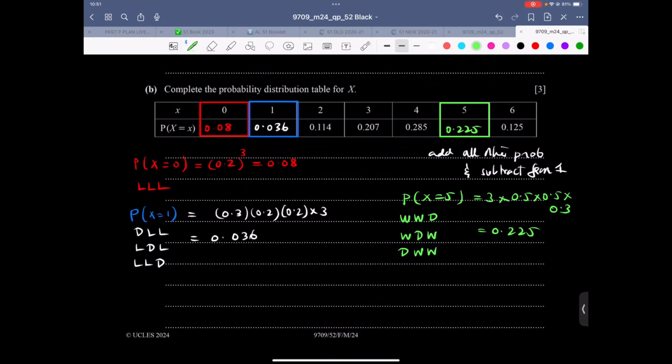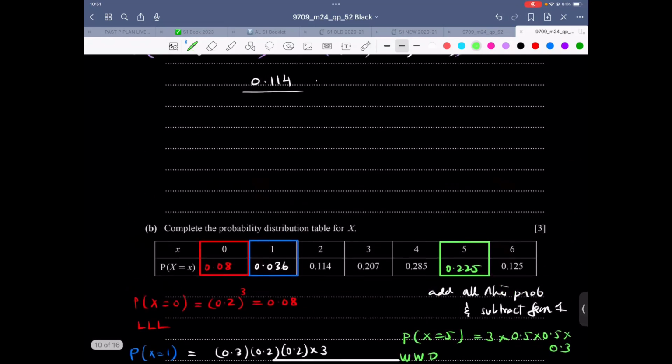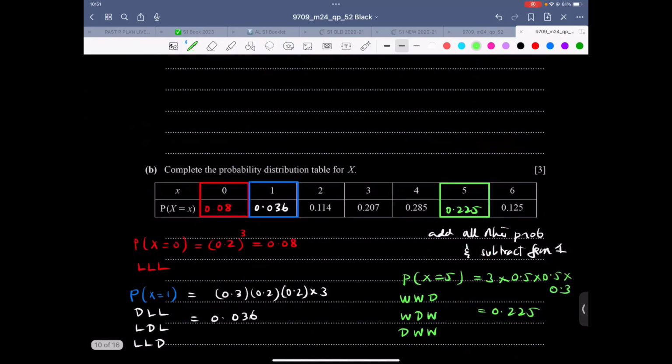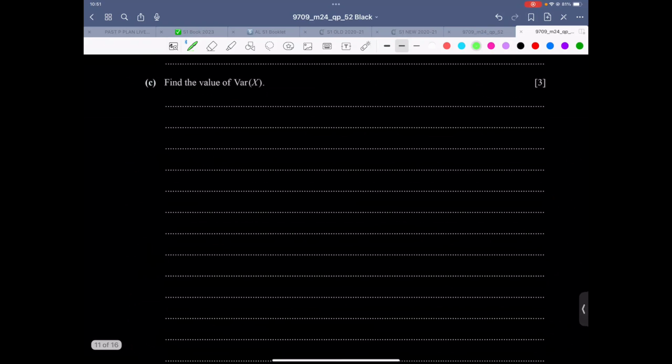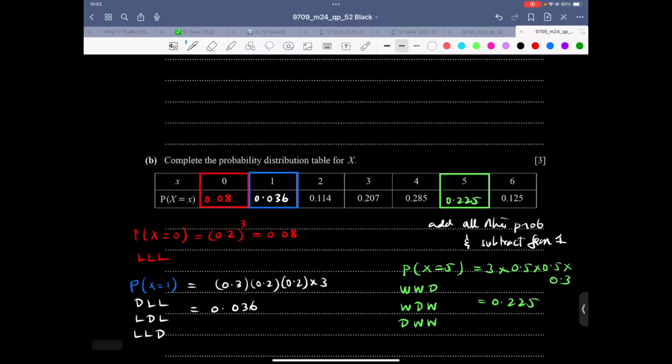So that was a nice question, taking care of all the sample possibilities, sample space diagram kind of thing. Find the value of variance of X. Before that, we need to find expectation of X. So we have the formula expectation of X, that is sigma XP. So since this table is filled up, let me just grab this thing.